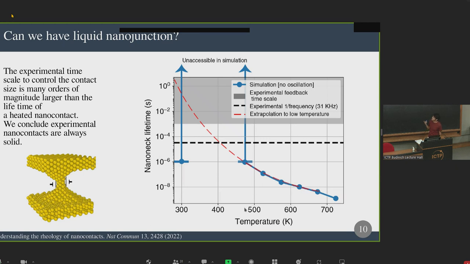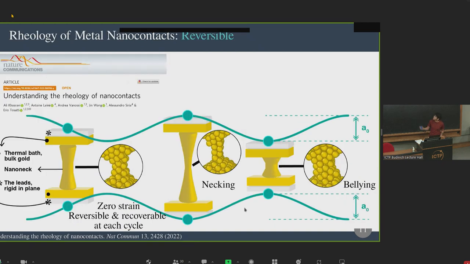But this is a strong argument that in experiment, what has been observed is not liquid, because liquid would really break before the experimental feedback time. The shadow I'm showing is the experimental feedback time that they use to read the force signal, and then they adjust the piezo to adjust the strain and the stress. But the lifetime of a liquid nanonic, we predict, is shorter than the feedback time scale. So I think it's not really doable to have liquid, but it would still be interesting if any experimenters can show that. So that's all the story in one picture.